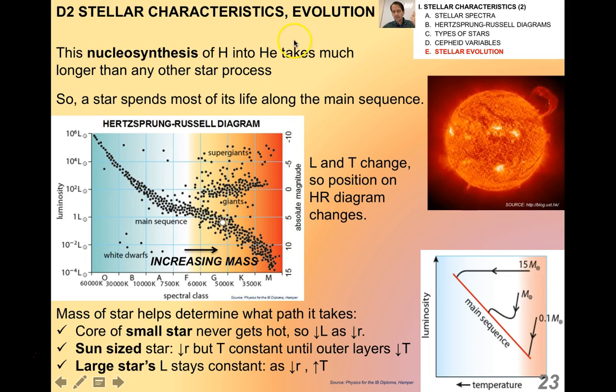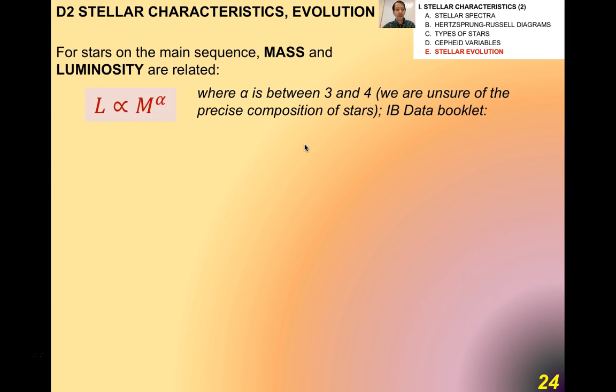A star that's about the size of our sun has a relatively small radius, but the temperature is constant until the outer layers lose their temperature. And a large star's luminosity stays more or less constant. So as the temperature goes up, the radius goes down. We'll talk a little bit more about that.